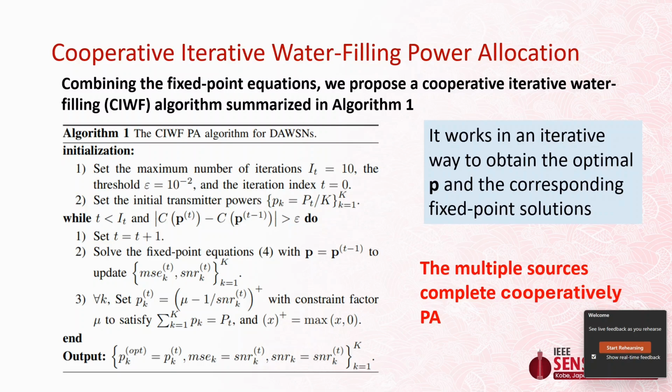Since MSE and SNR depend on P, step 2 in each iteration updates MSE and SNR using the newest P. Step 3 in each iteration updates P using the standard water filling procedure. When iterations terminate, the algorithm will output the final obtained power allocation.